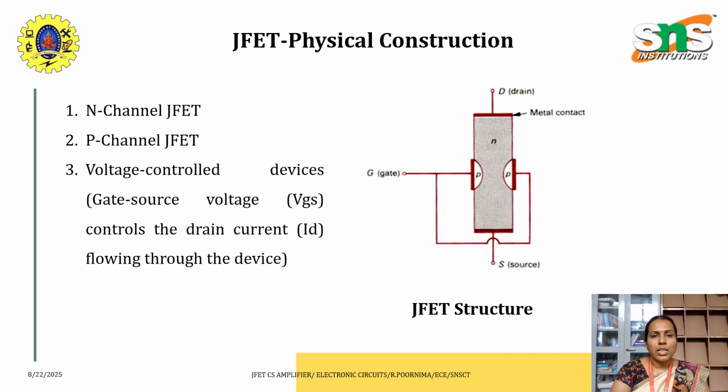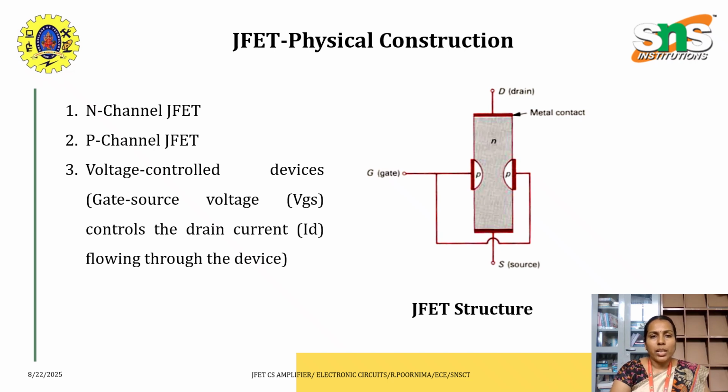So JFET is the Junction Field-Effect Transistor, and the construction of the JFET is shown in this diagram. It consists of three terminals: gate terminal, drain terminal and source terminal. So drain to source is the N channel or P channel, and gate is the p-type terminal in this diagram. So JFET is the voltage control device.